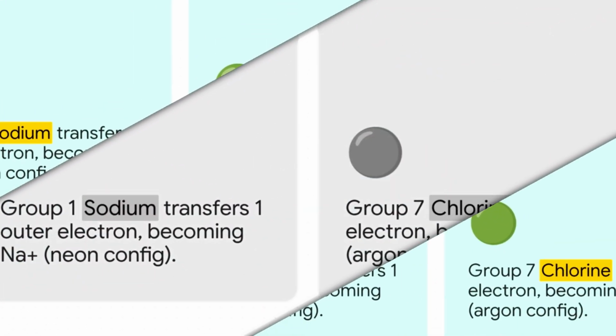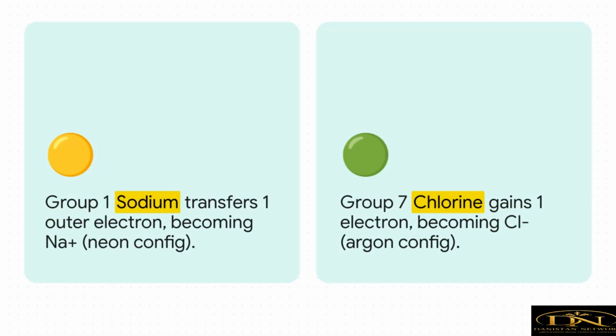Sodium completely transfers its lone outer electron directly to chlorine. Sodium drops down to a stable 2, 8, becoming Na+. Chlorine fills up to 2, 8, 8, becoming Cl-. Because the +1 and -1 charges perfectly cancel out to 0, our final formula is simply NaCl. It's a perfectly balanced, electrically neutral relationship driven entirely by strong electrostatic attraction.